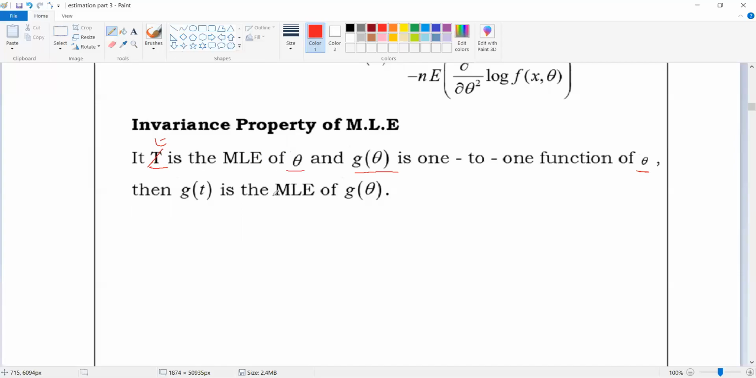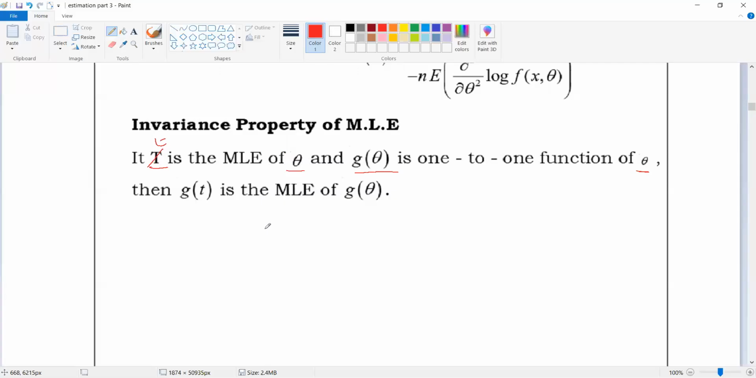If T is the MLE of theta, then T square is the MLE of theta square. Simply we can say that. If T is the MLE of theta, then root T is the MLE of root theta. Simply we can say that.